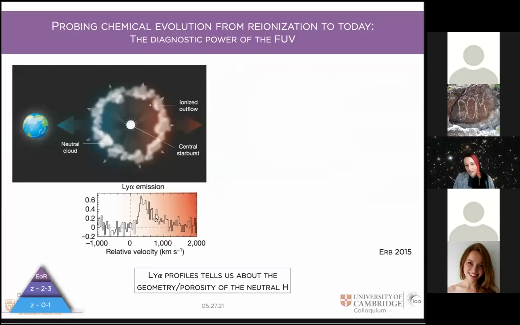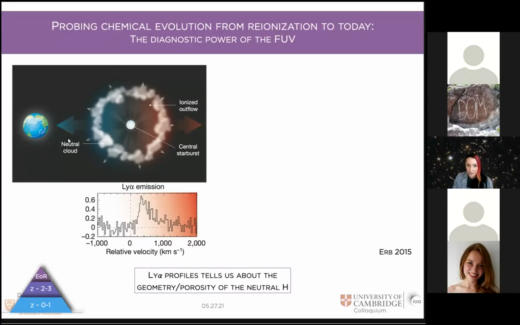And from Lyman alpha, because of this resonant line, it can also tell us a lot of things about the gas that are around galaxies, the geometry, the porosity of the neutral hydrogen. So you can imagine if you had a central starburst and maybe some gas around it, when that central starburst is emitting light, you're going to get photons that are absorbed along the line of sight to you, but they can be backscattered off this cloud and then shifted enough that they won't be absorbed on the front side. And so you'll get this redshifted Lyman alpha profile.